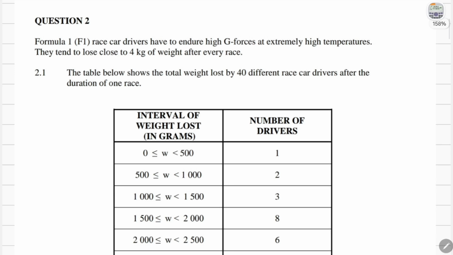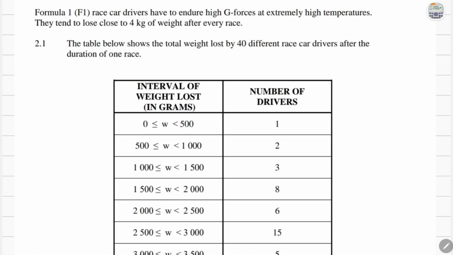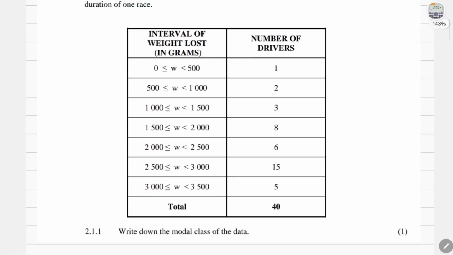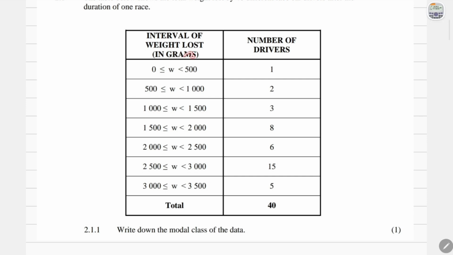Question 2 says, Formula 1, aka F1, race car drivers have to endure high G-forces at extremely high temperatures. They tend to lose close to 4 kg of weight after every race. Question 2.1 says, the table below shows the total weight lost by 40 different race car drivers after the duration of one race. This is the interval of weight lost in grams and then the number of drivers that fall into that particular category.